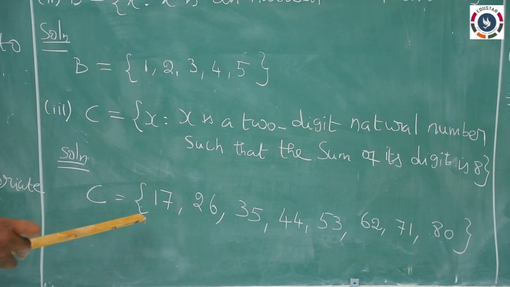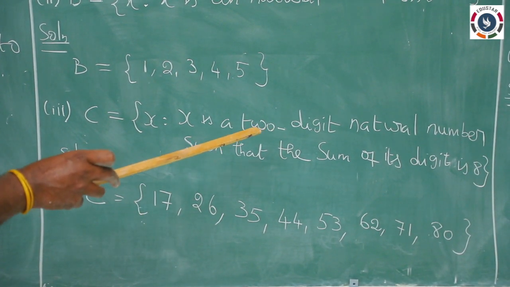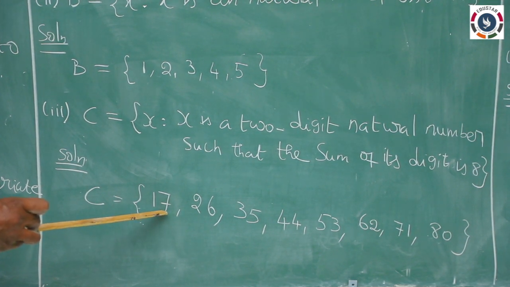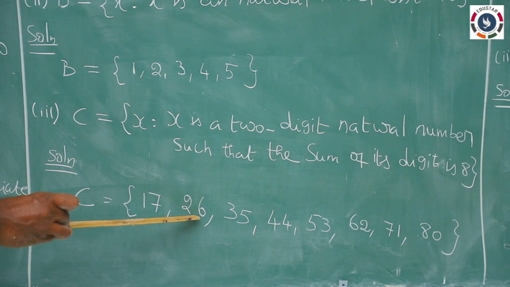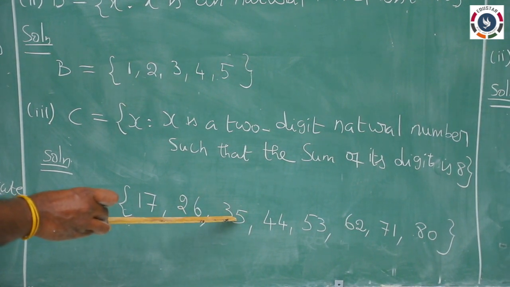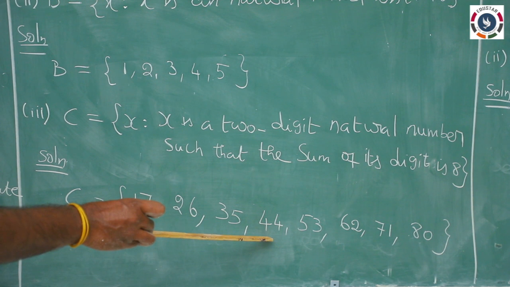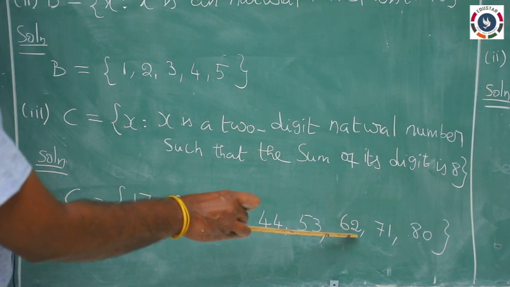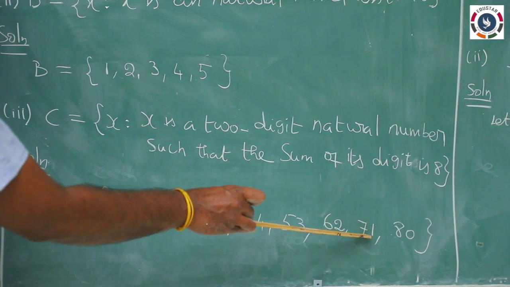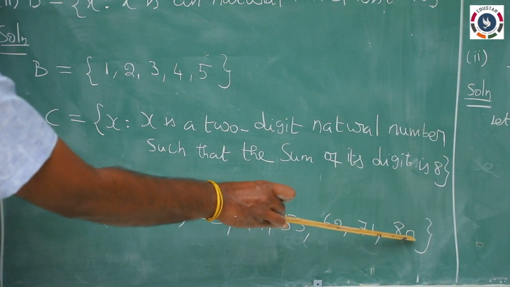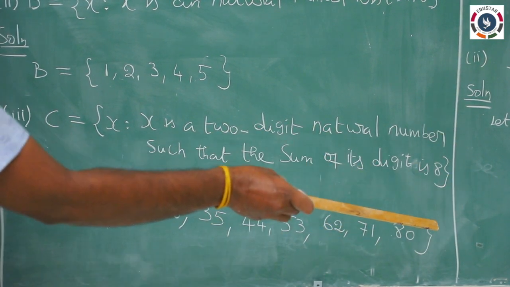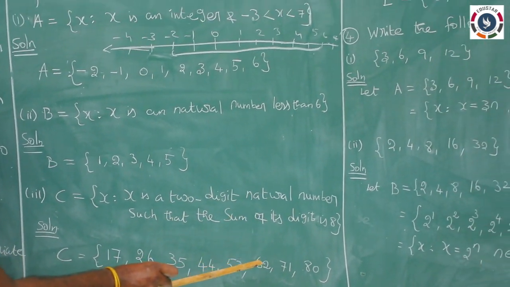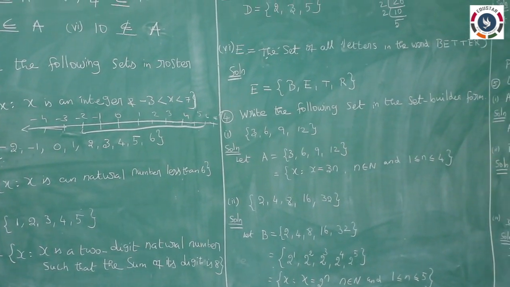10 to 99, the sum of the digits is 8. That is, C = {17, 26, 35, 44, 53, 62, 71, 80}. 1 plus 7 is 8, 2 plus 6 is 8, 3 plus 5 is 8, 4 plus 4 is 8, 5 plus 3 is 8, 6 plus 2 is 8, 7 plus 1 is 8, 8 plus 0 is 8. And after 80, the sum is not 8. So, the last number is 80.